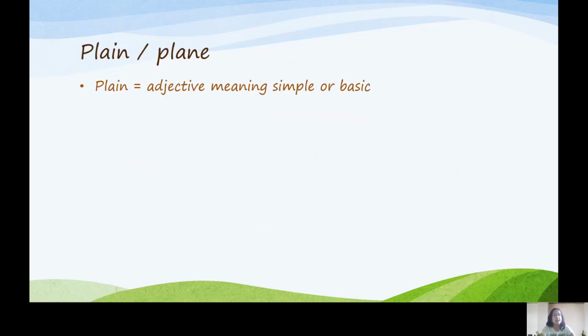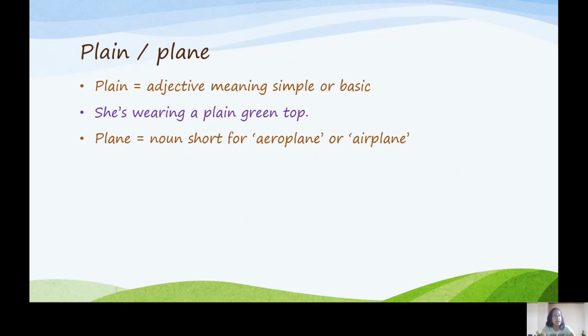Plain. The first version is an adjective meaning simple or basic. For example, she's wearing a plain green top. That means there's no pattern on it. It's just green. Or plane. This is a noun that is short for aeroplane or airplane. Aeroplane is British English. Airplane is American English, in case you were wondering.